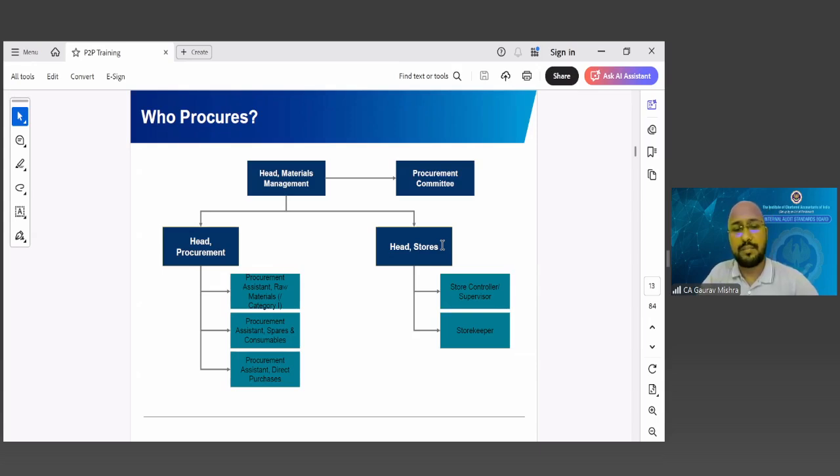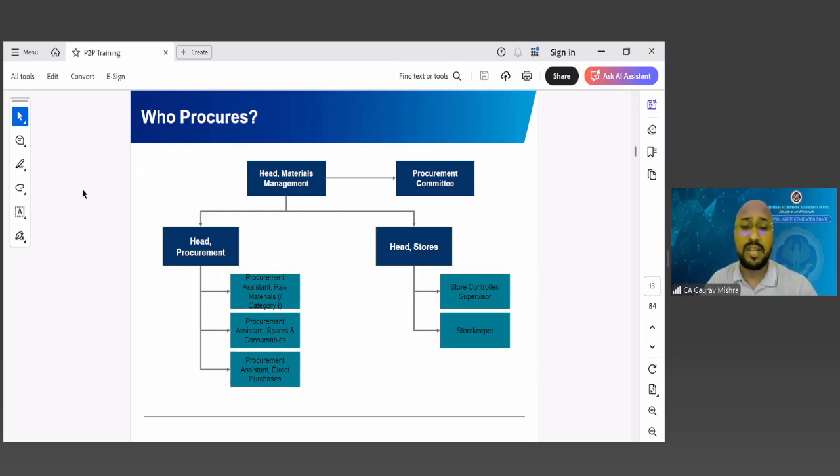Now I'm coming to the part on who procures. This is one of the ideal department structures for a big company, showing how the entire procurement function works. There's a procurement committee which takes care of the big-value contracts and big-value purchases.